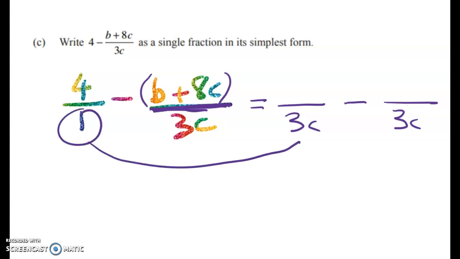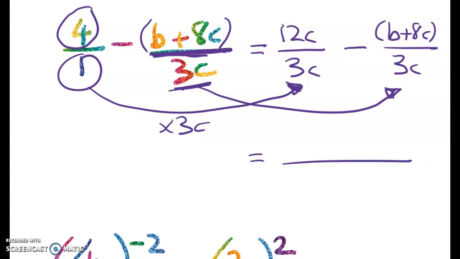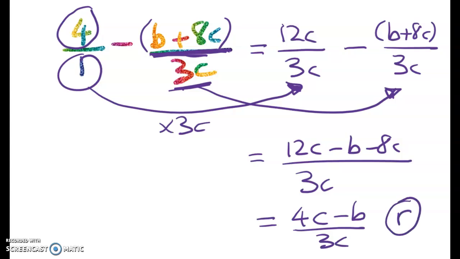What did we do to the 1 to get to a common denominator of 3c? We timesed it by 3c. So that's what we have to do to the 4. 4 times 3c gives me 12c. What did I have to do to 3c to get to 3c? Nothing at all. We're timesing it by 1. So we're going to have 12c minus, in brackets, b plus 8c. Let's clean that up now, and we're going to have to collect up some like terms. We've got 12c minus b minus 8c. So my final answer here should be 4c minus b over 3c. If you got all the way down to there, give yourself a merit tick. So that's an R. On to question 2.